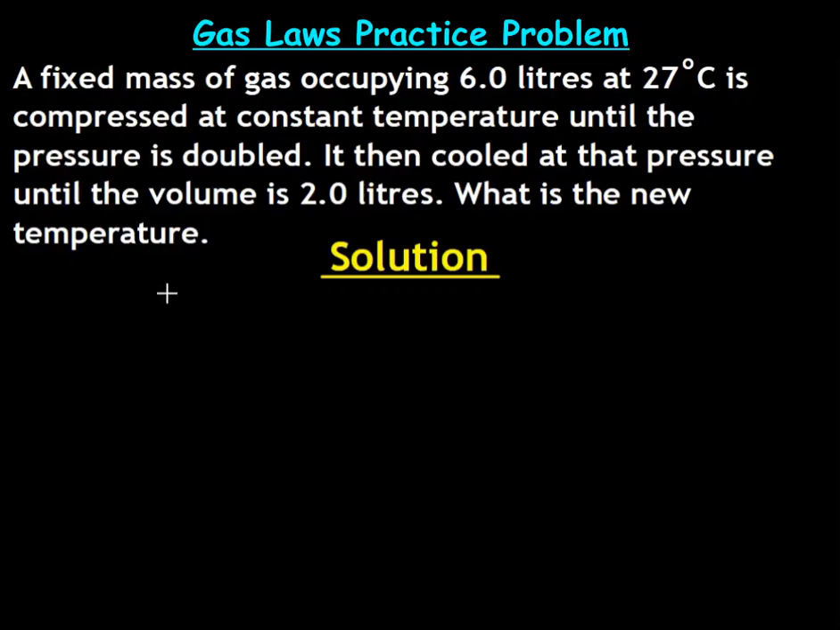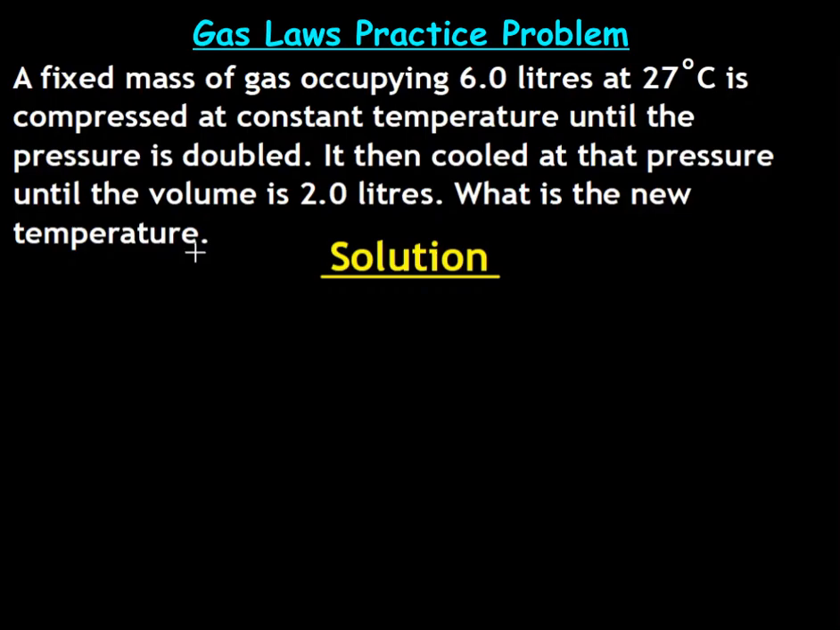In this video, let us solve this problem. A fixed mass of gas occupying 6.0 liters at 27 degrees Celsius is compressed at constant temperature until the pressure is doubled. It is then cooled at that pressure until the volume is 2.0 liters. What is the new temperature?